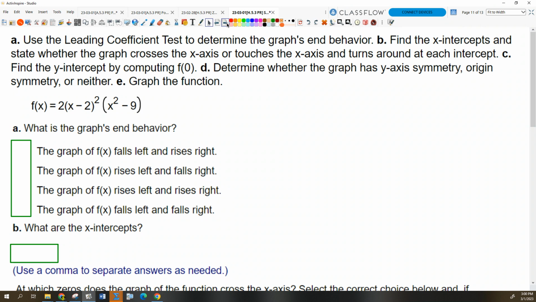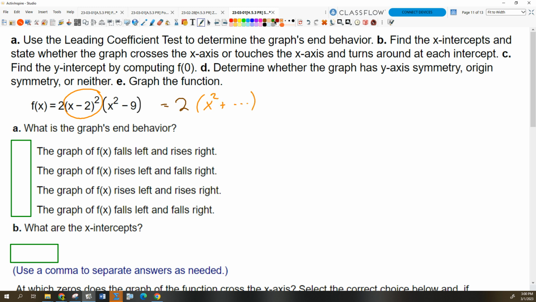Okay, how about this guy? What's the end behavior going to be? Okay, if we were going to multiply this whole thing out, yeah, we got a 2. And then if I take that piece right there and I expand it out, what's it going to look like? What's the leading term going to be? X squared.